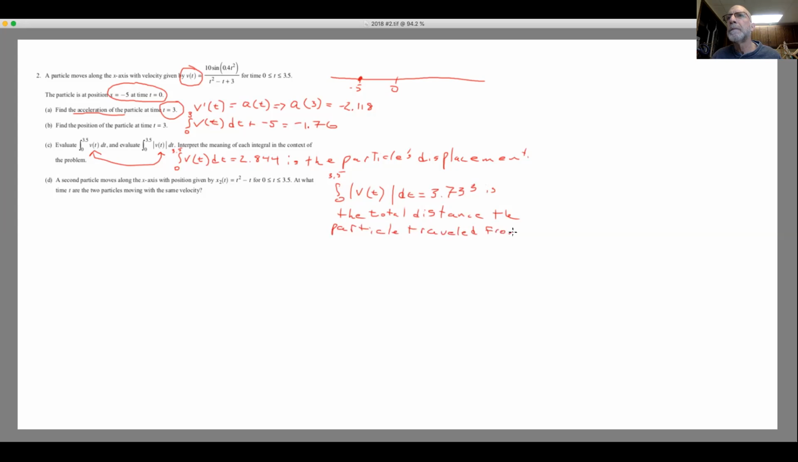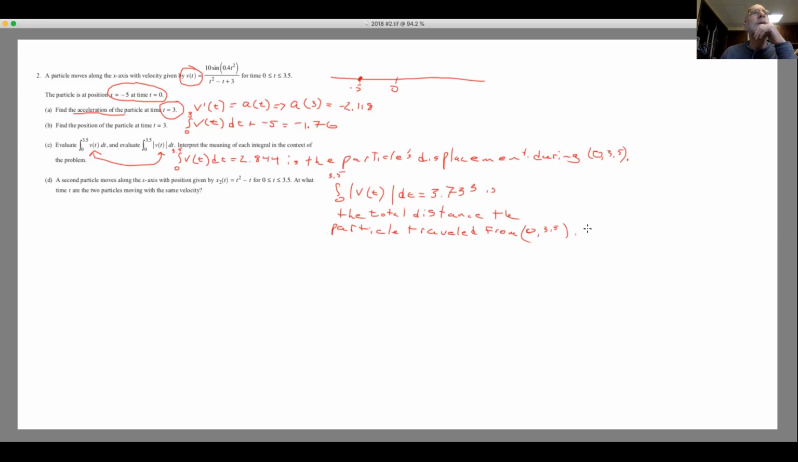from 0 to 3.5. Right here, I wonder if I should say 2.84 is the particle's displacement during, again, say the interval. And I don't think it matters if they're open and closed, so I don't get hung up on that.